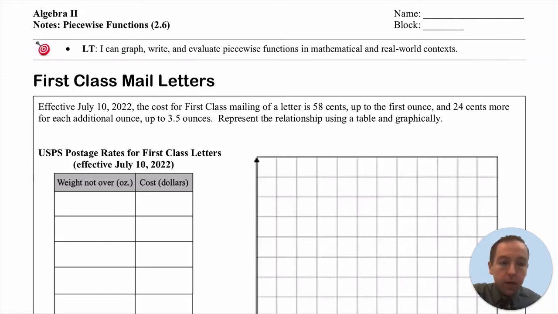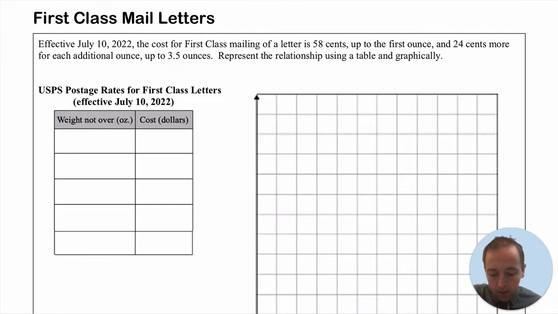To help us really get a good understanding of piecewise functions, we're going to take a look at an example here related to the cost of first-class mail letter postage. So it turns out that in July of 2022, the cost of a single stamp for first-class mail was 58 cents. But that's only up to the first ounce of weight.